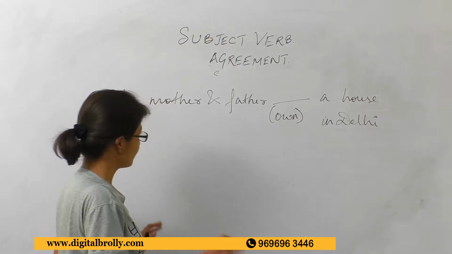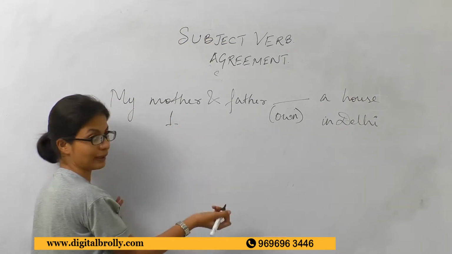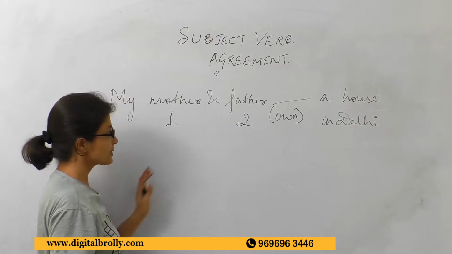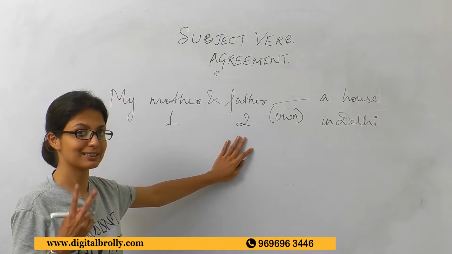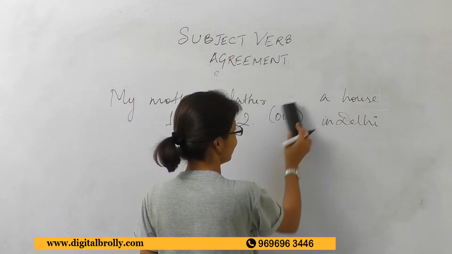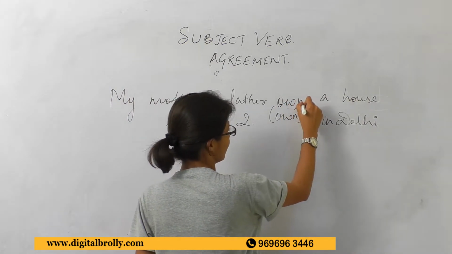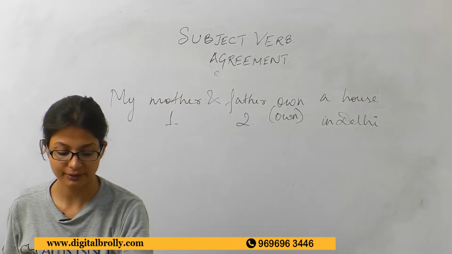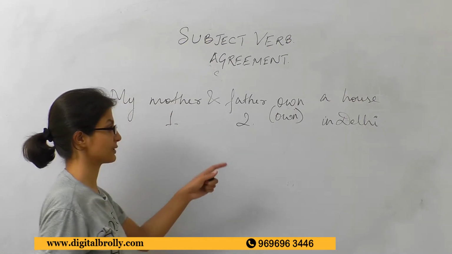Now, you have to remember this. This is noun number 1. This is noun number 2. So, 1 plus 1 is 2. That is plural. So, obviously, your verb will not take an S here and it will simply be own. Remember, only third person singular takes an S after the verb.